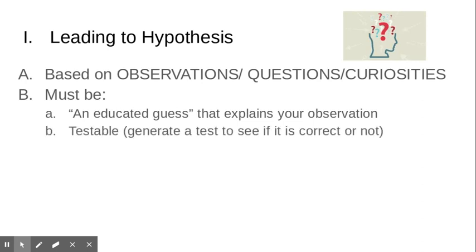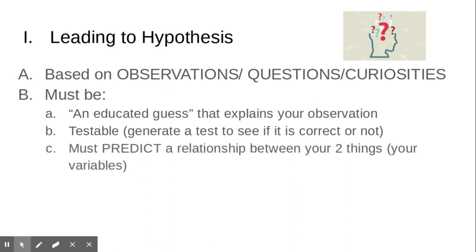A hypothesis also must be something that's testable, which means you have to be able to generate a test to see if what you're thinking is true or not. I can test the effect of sunlight on a plant. It's going to be kind of hard to test if magical fairies are coming into my house at night and making my plants grow. The last thing that a hypothesis must include is a prediction between the relationship between two variables. And we'll get into this in a minute. These variables are called the independent and dependent variable, but a hypothesis must state what you think the relationship between those two variables is going to be.